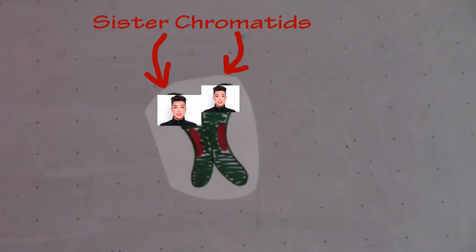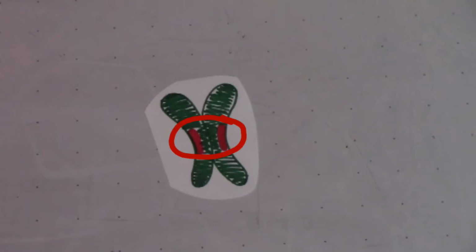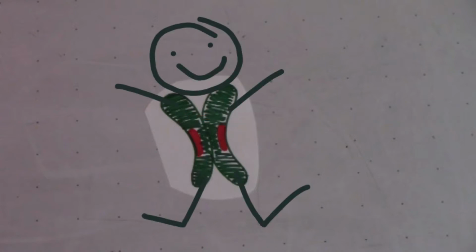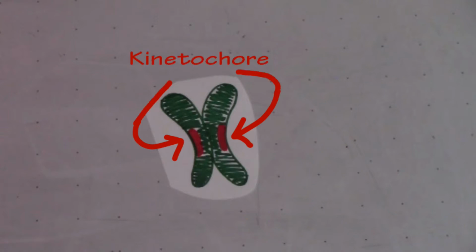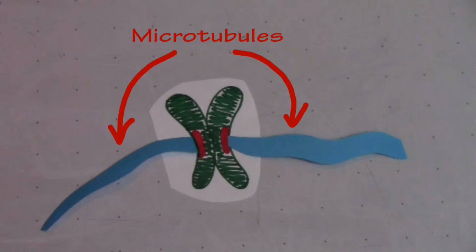Hi sisters, hi sisters. Where chromatids are connected most closely is called a centromere, kinda looking like a waist. Snatched! On either side of the centromere, there is a kinetochore. It sounds like connect, and the kinetochores connect to microtubules. Kinetochores, connect, easy peasy to remember.